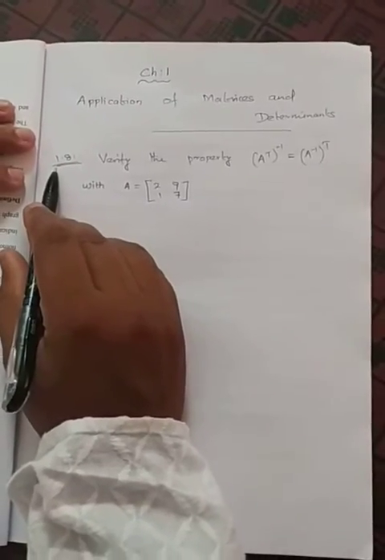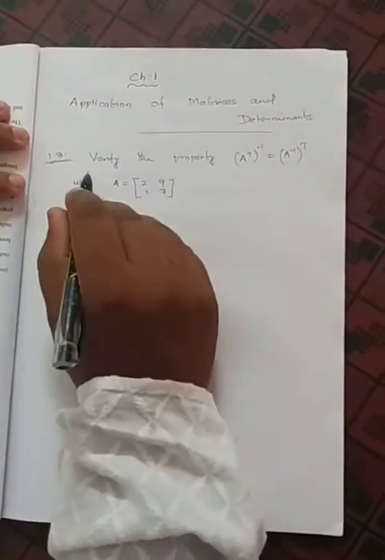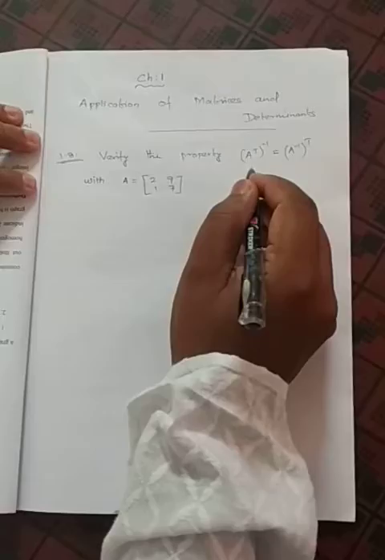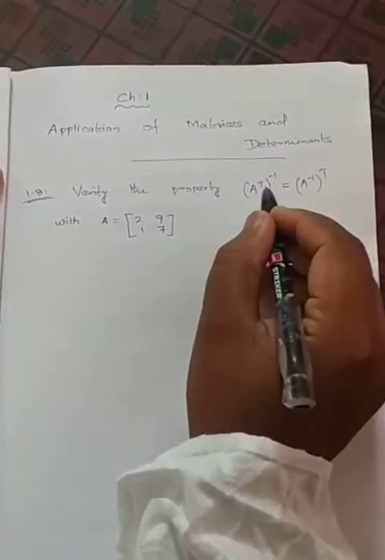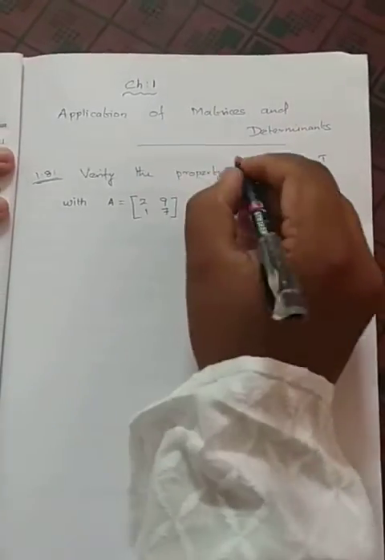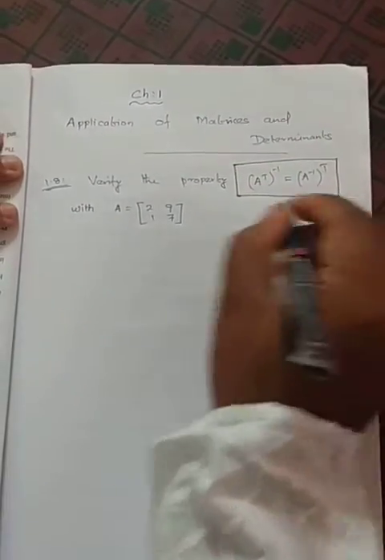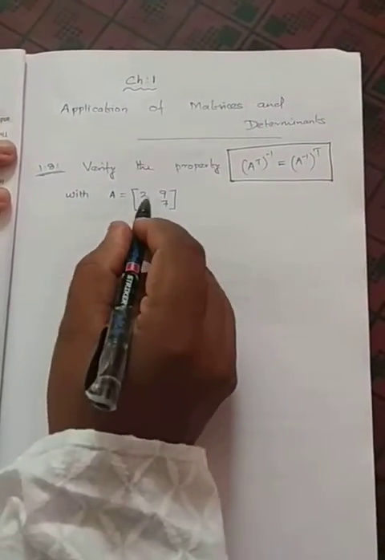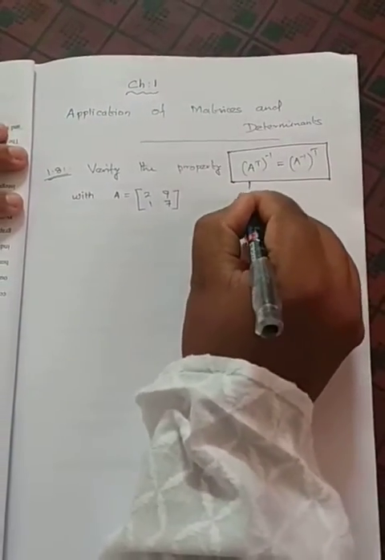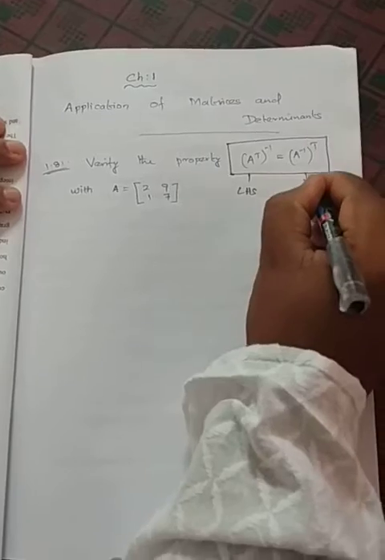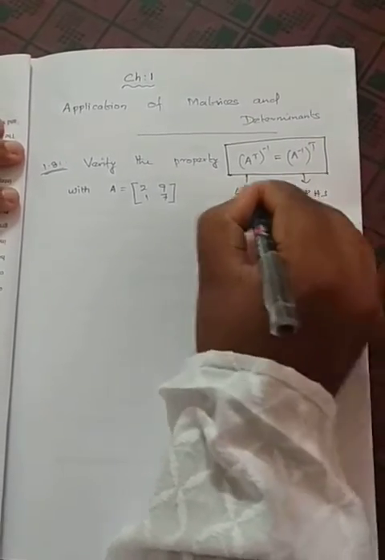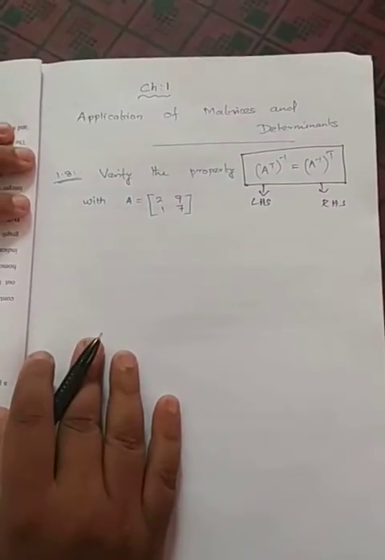This example I have given as homework. Here they are saying, verify the property (A transpose) whole inverse equals (A inverse) transpose. This we need to verify, where matrix A is given as 2, 9, 1, 7. I am going to take the LHS, that is left hand side, and the RHS separately, and we are going to solve them and get the values.